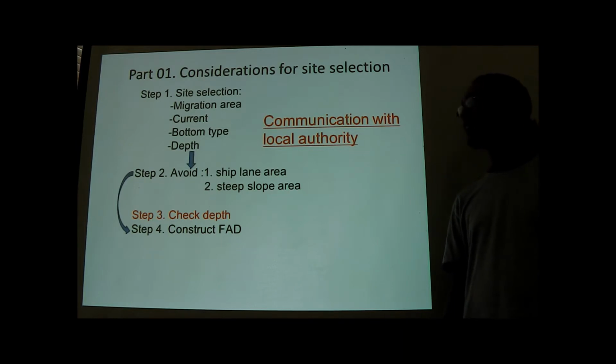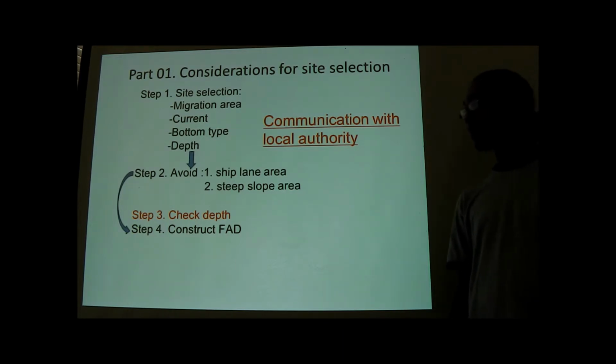For example, like St. Lucia, the Fisheries Department of St. Lucia has the absolute authority to set FADs and no private fisherman can. So before the individual fisherman decides to set a FAD, he should check with his local authority to see what the status and legality of his actions are.